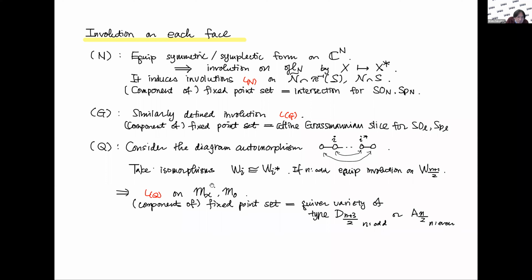And it is also easy to check what the components of the fixed point set are. Then you see that if N is odd, this is a quiver variety of type D, and the rank is given by this formula, (N+3)/2. And if N is even, this is type A_{N/2}. So each space of type A gives an involution on N, G and Q. So I denote the involutions by iota_N, iota_G, and iota_Q.